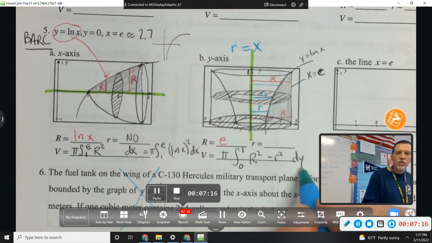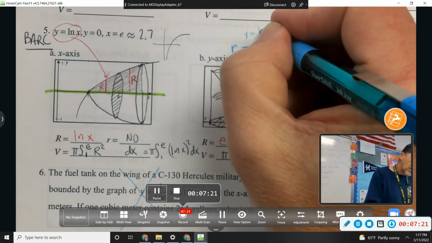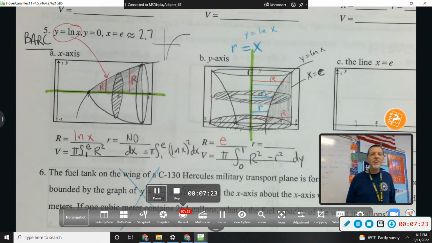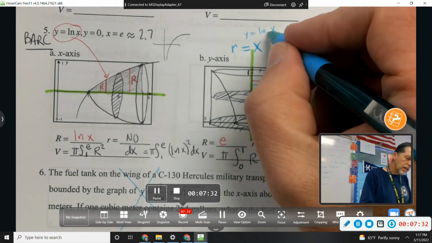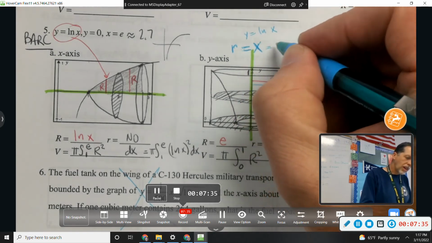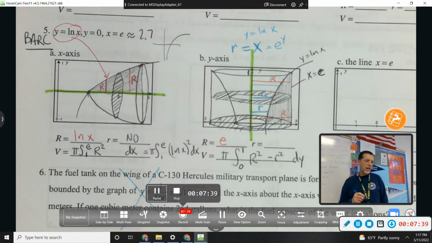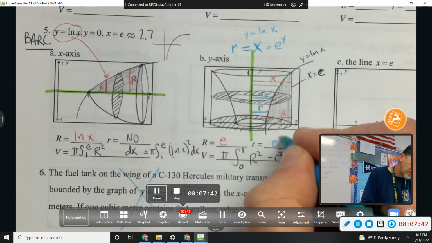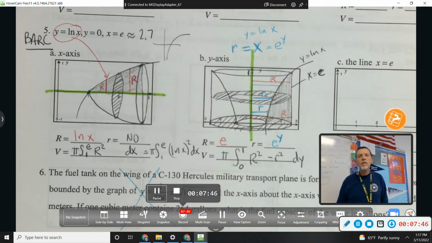But I need it to be in terms of y. So if y equals natural log of x, how do I figure out what x is equal to? Got to do the loop-de-loop thing. E to the y is equal to x. So little r is e to the y. And then now you'd be ready to put that in the calculator.